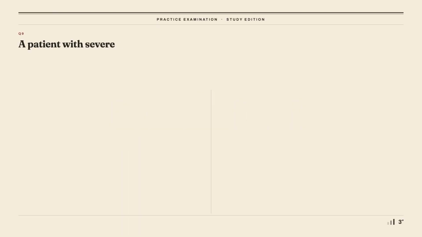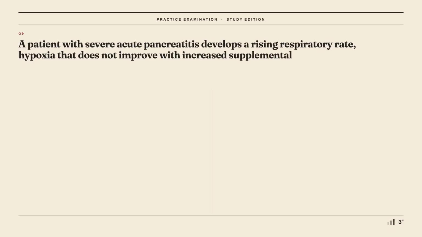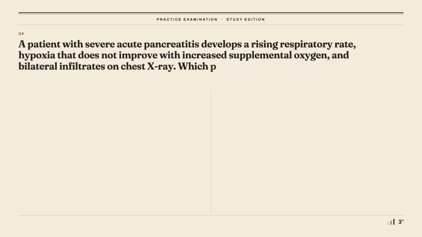Question 9. A patient with severe acute pancreatitis develops a rising respiratory rate, hypoxia that does not improve with increased supplemental oxygen, and bilateral infiltrates on chest X-ray. Which process best explains this pulmonary deterioration?